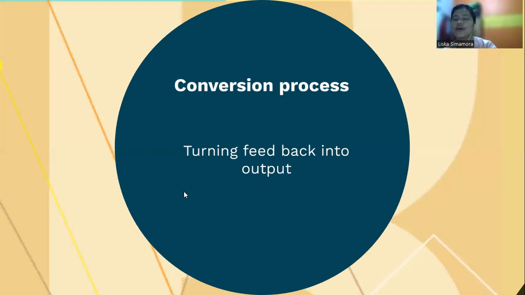Okay, so that is why it is called the conversion process. You convert the feedback into the product. Okay, you realize the criticism into the product. You convert the criticism into product. The product is the output, but the product that has been adjusted with your customer feedback.